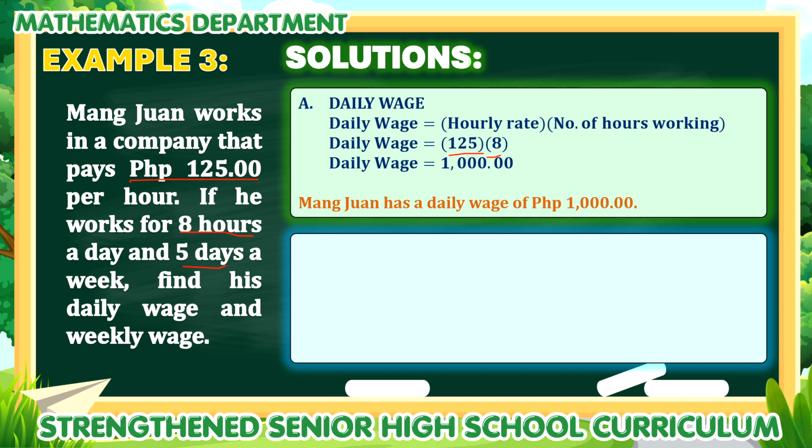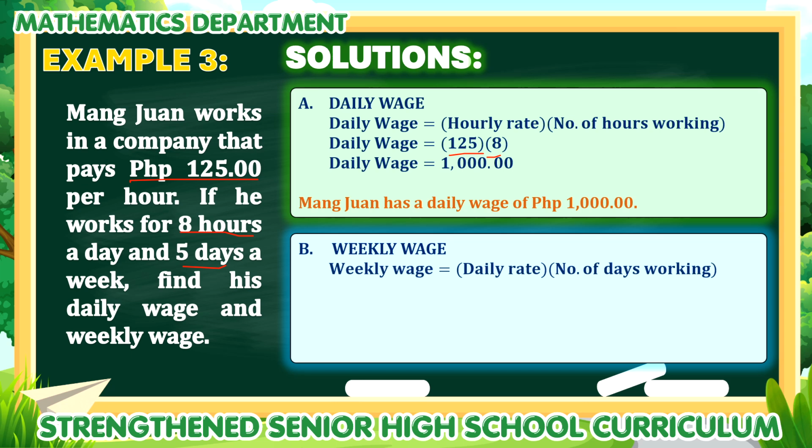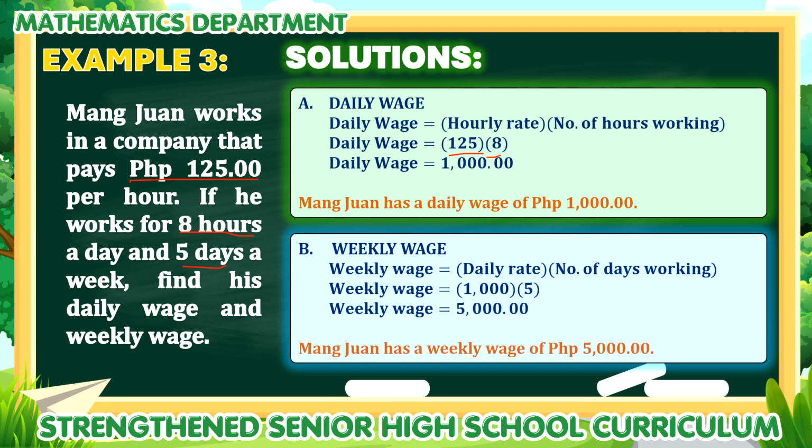Now to compute for our weekly wage, we will use the formula weekly wage is equal to our daily rate times the number of days working. From our first answer, our daily wage is equal to 1,000 pesos. So therefore, weekly wage is equal to 1,000 times 5 because he is working for 5 days a week. So that gives us a total weekly wage of 5,000. Therefore, Mang Juan has a total weekly wage of 5,000 pesos.